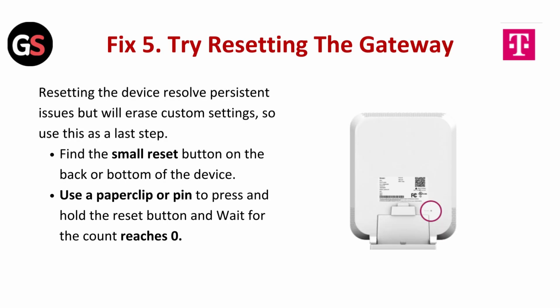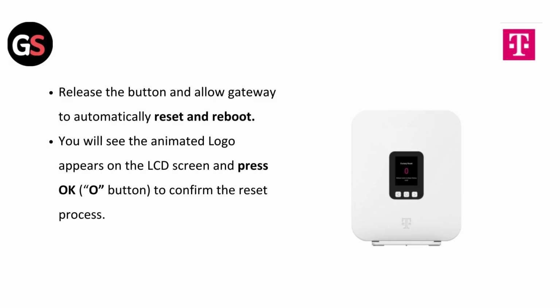Fix 5. Try resetting the gateway. Resetting the device can resolve persistent issues but will erase custom settings, so use this as a last step. Find the small reset button on the bottom of the device. Use a paperclip or a pen to press and hold the reset button until the count reaches 0. Release the button and allow the gateway to automatically reset and reboot.